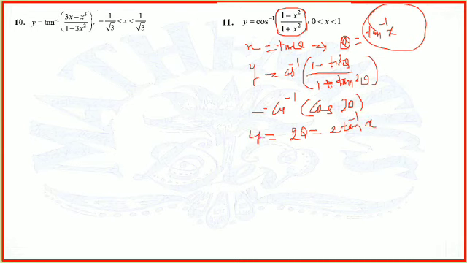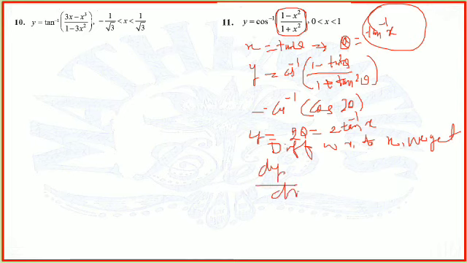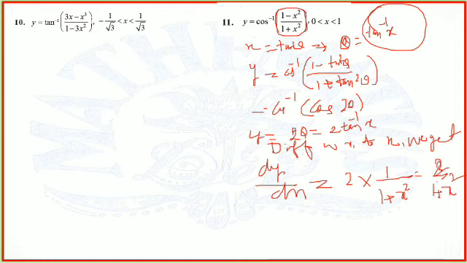Now this is y, differentiating with respect to x, we get dy upon dx is equal to 2 into 1 upon 1 plus x square, which is equal to 2 upon 1 plus x square, is the final solution of the question. So that's all about question number 11.